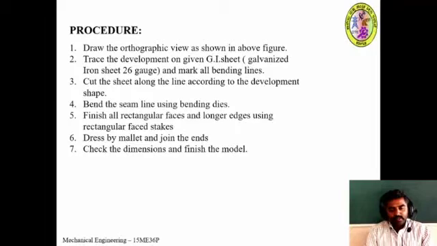Procedure to complete this work: first we need to draw the orthographic view for a given dimension and then trace the development on the given GI sheet. Cut the sheet along the line according to the development shape. Bend the seam line using bending dies. Finish all rectangular faces and longer edges using rectangular faced stakes. Finally, dress using the mallet and join the tapered ends. And check the dimensions of the model are as per the given scale.